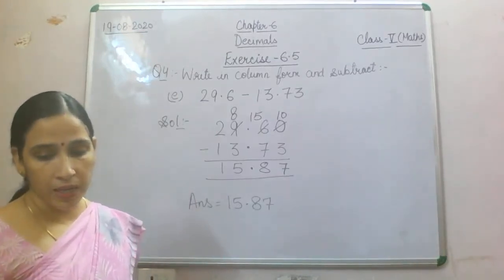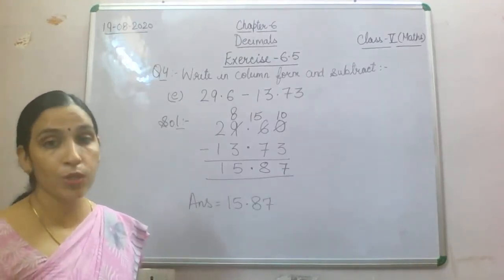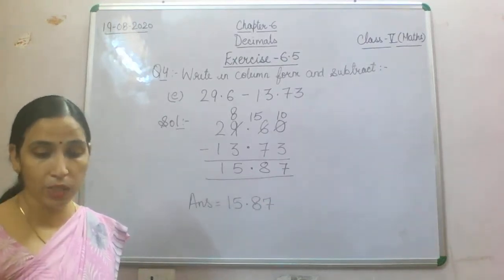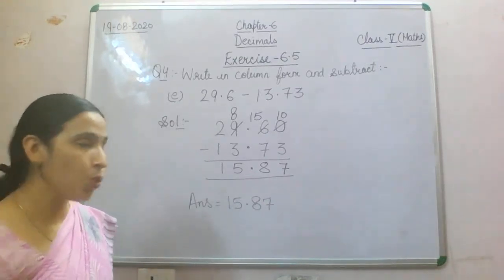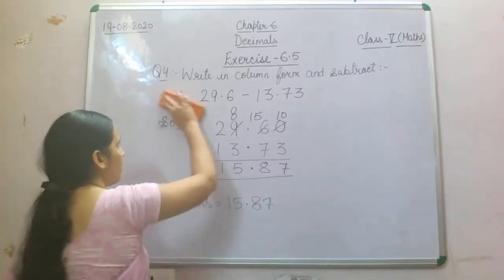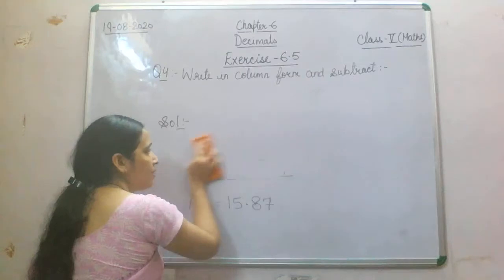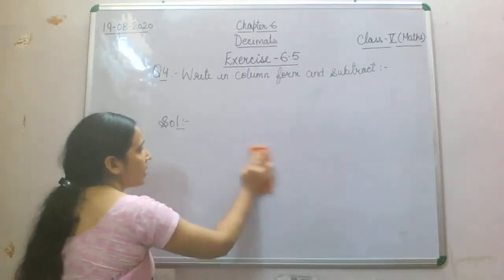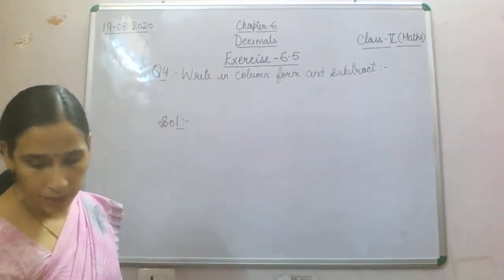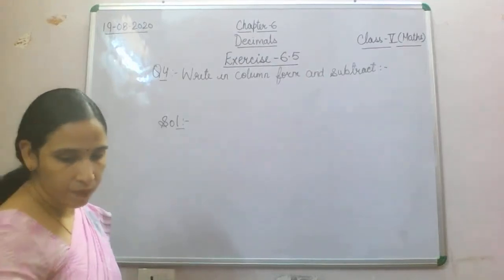Now our F part. Let's see. F part is also very interesting because you have been given 2 numbers and both the numbers are unlike decimals. So first we will understand how to change an unlike decimal into like decimal, and then we will do the subtraction. So let's start that F part.